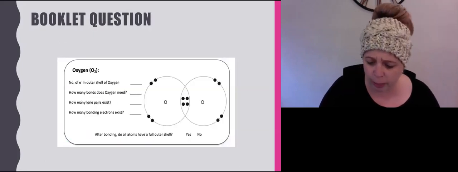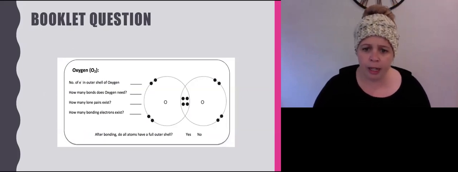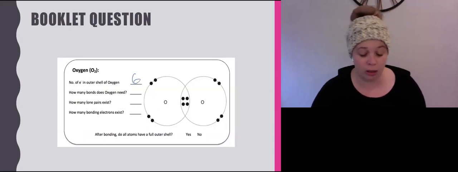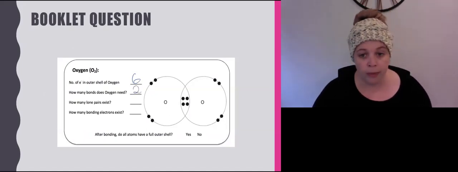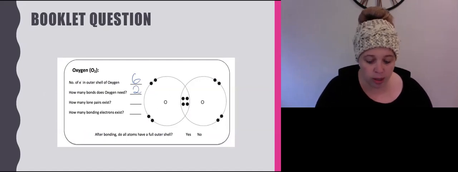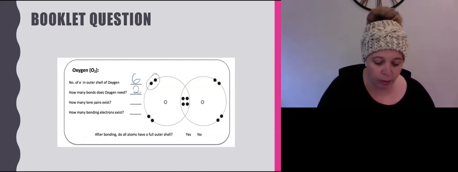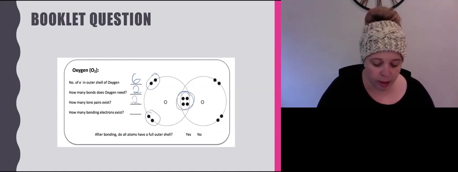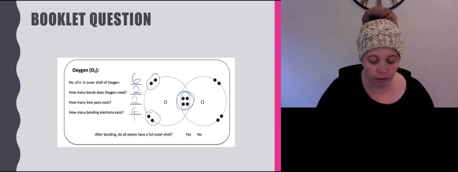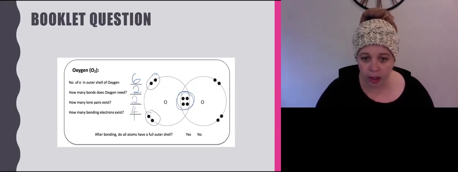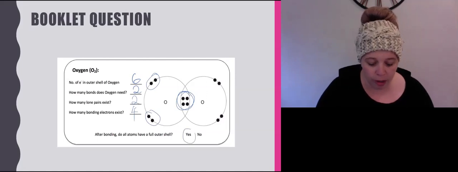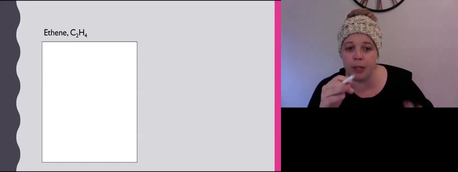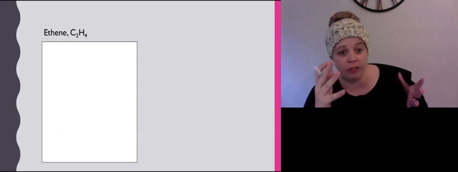So let's just fill in our booklet, make sure we're okay with this. How many outer shell electrons in oxygen? We have 6. How many bonds does oxygen need then? 2. How many lone pairs, when we draw this diagram, does each oxygen have? 1, 2. And how many bonding electrons exist? We have 4. And after bonding, do all atoms have a full outer shell? Yay, excellent.